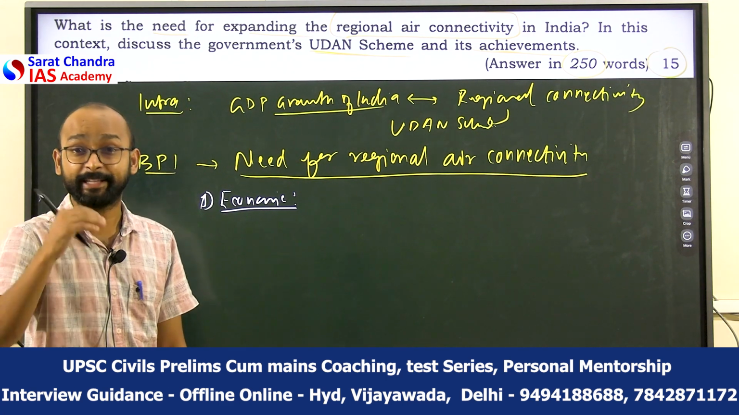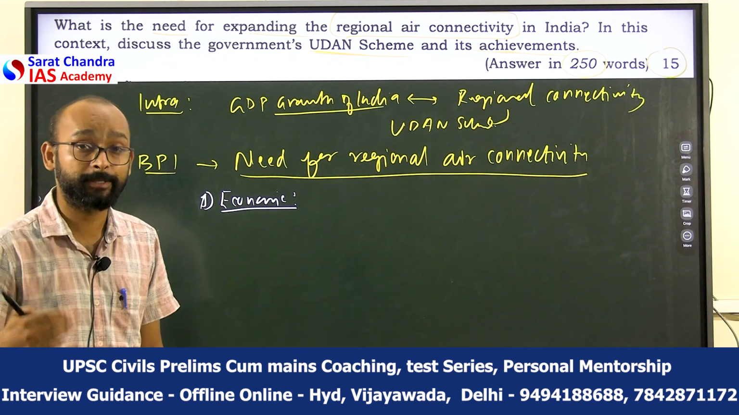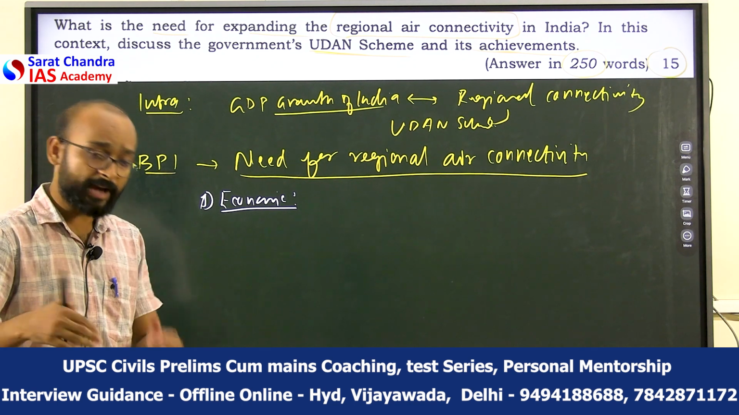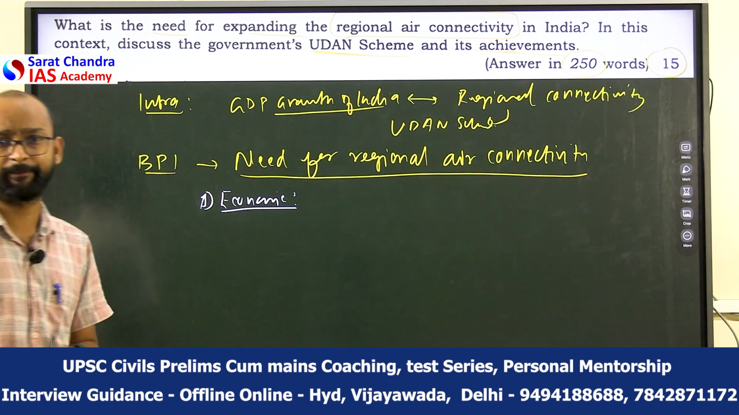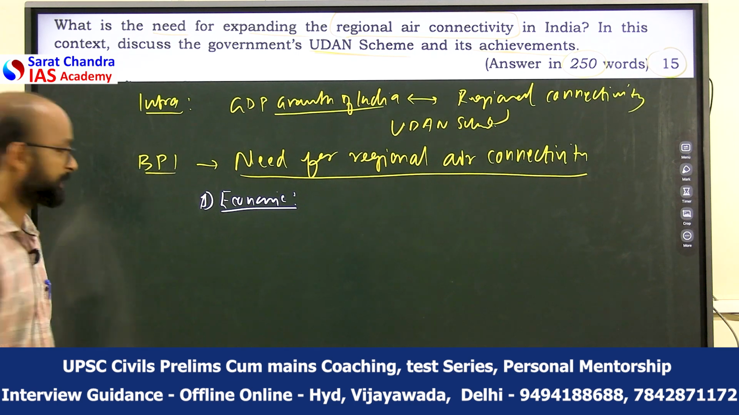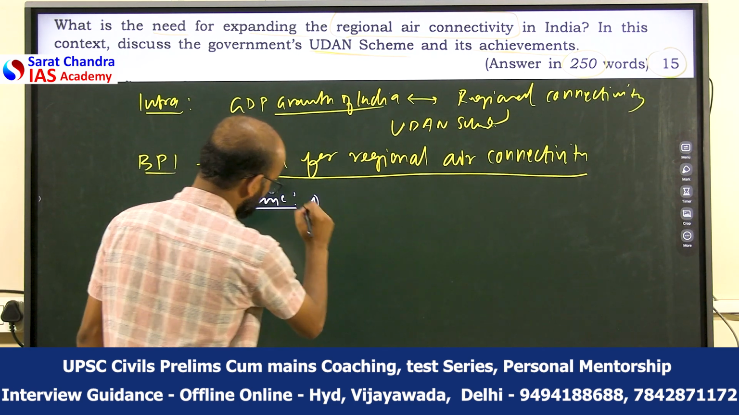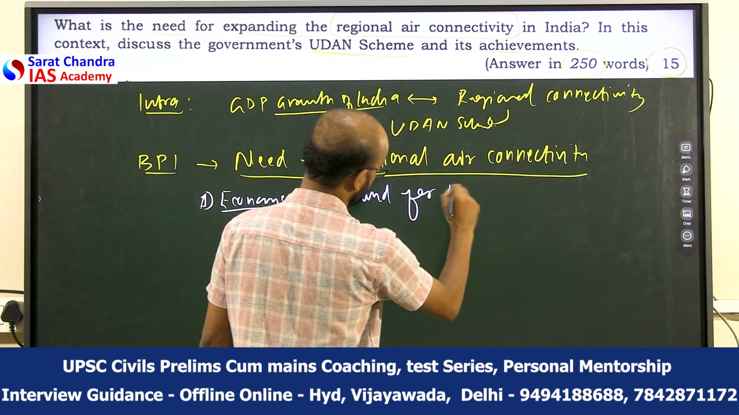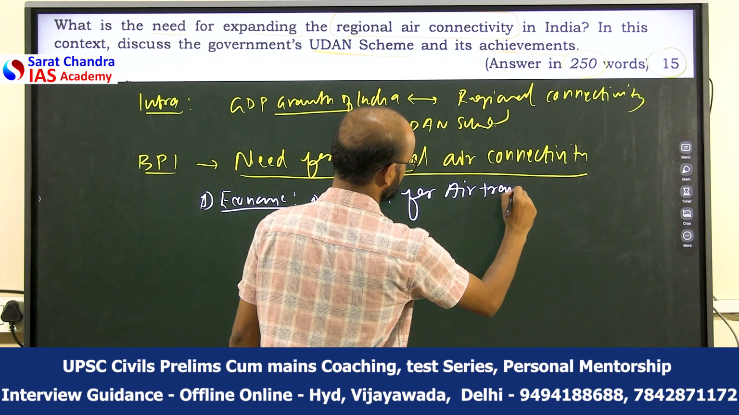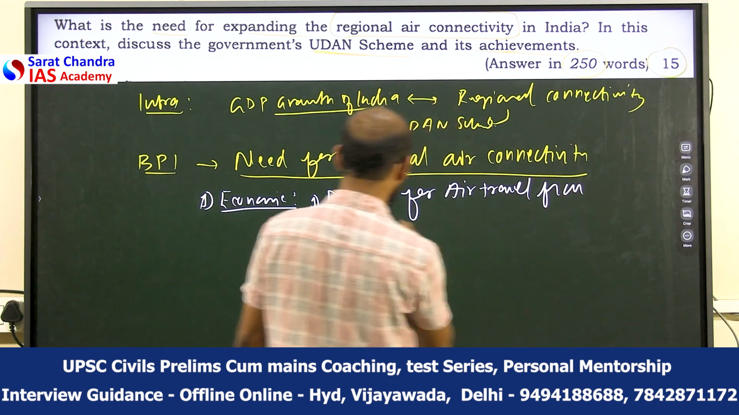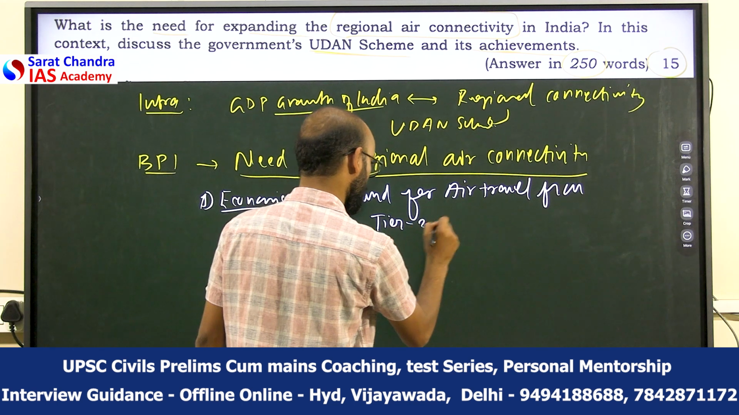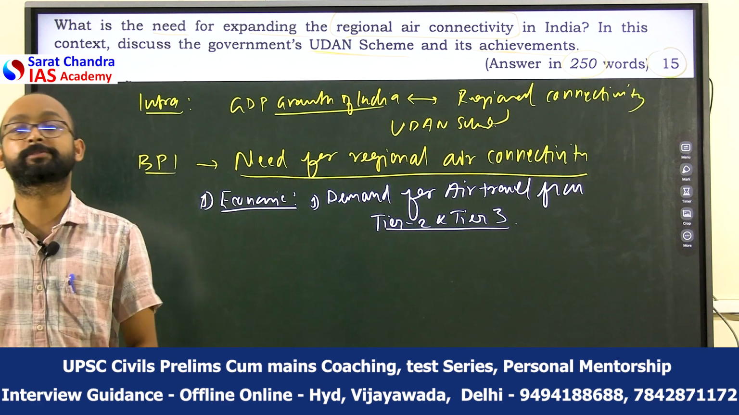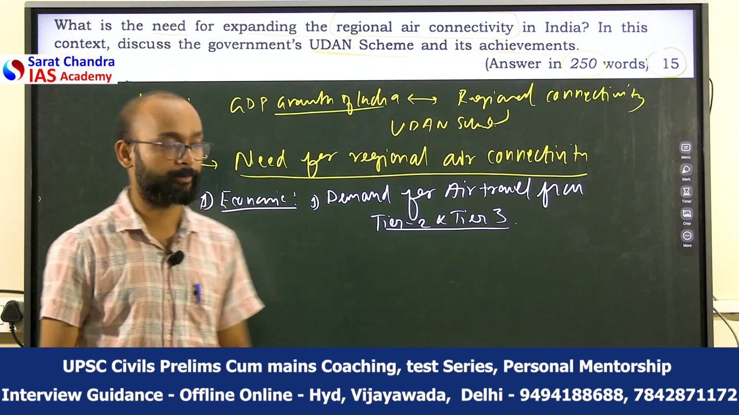See, one economic dimension is that there is rising demand for air connectivity and air travel by the people, because the middle class population is rising and they are demanding air connectivity, especially in tier 2 and tier 3 cities. So the first point is the demand for air travel from, see, this keyword is important, tier 2 and tier 3 cities, especially because of the rise in per capita income. That is point number 1.